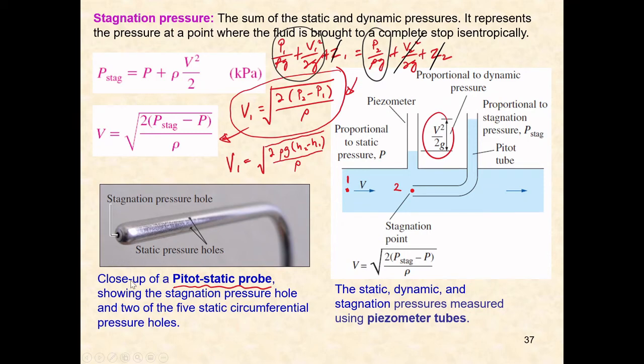Also, this kind of tube is called a pitot static probe. Here is a close-up of a pitot static probe showing the stagnation pressure hole, and 2 of the 5 static circumferential pressure holes. Actually, there are 5 holes surrounding this pitot static probe. And there are the static, dynamic, and stagnation pressures, measured using a piezometer tube.